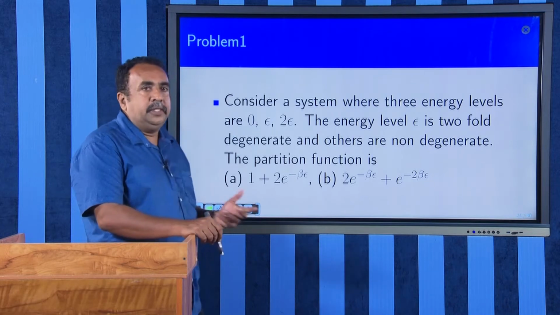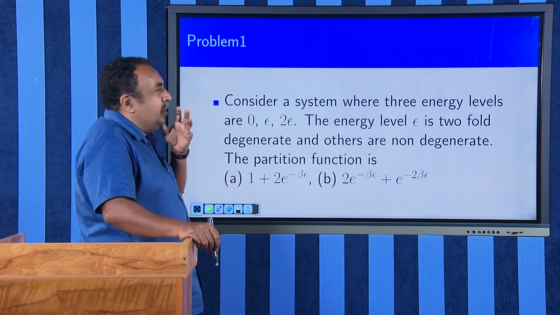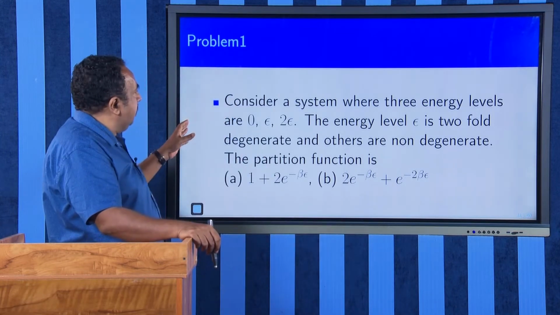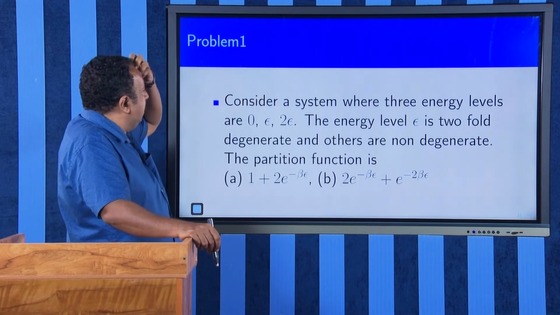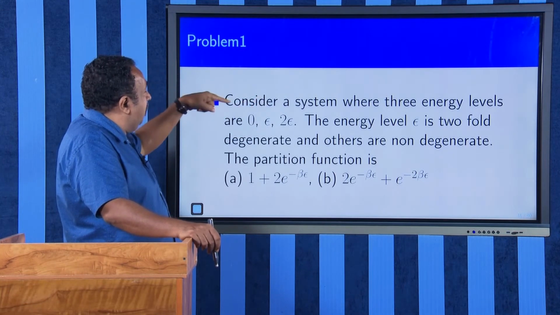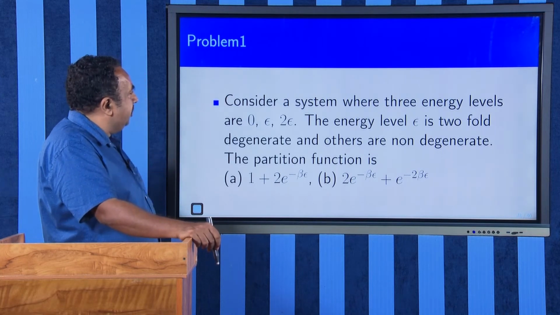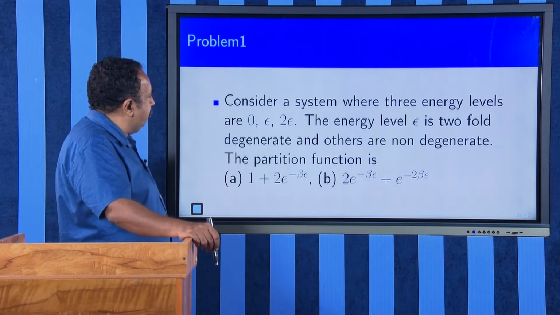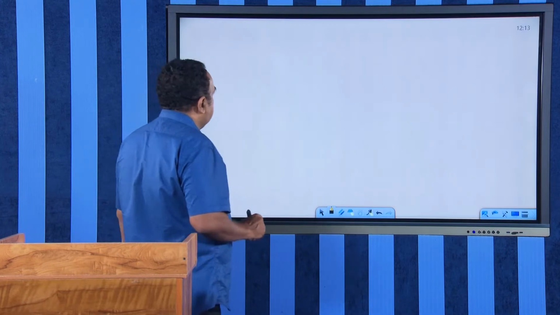Now we will start doing some problems on evaluating the partition function. Consider a system where three energy levels are 0, epsilon and 2 epsilon. The energy level epsilon is twofold degenerate and the others are non-degenerate. What is the partition function?